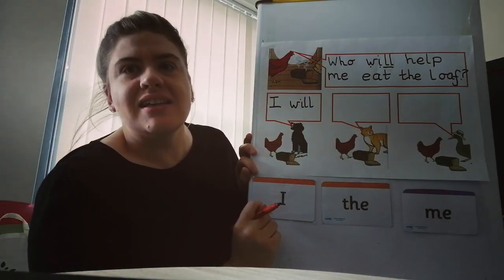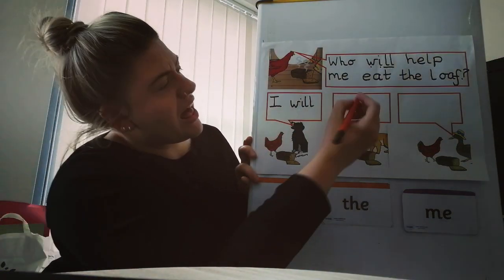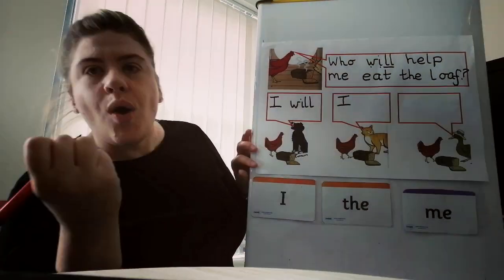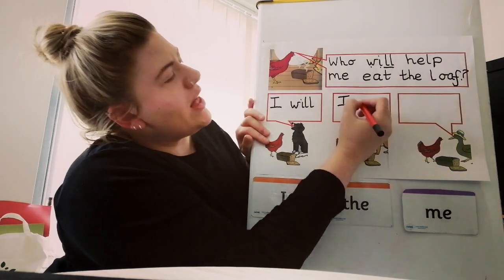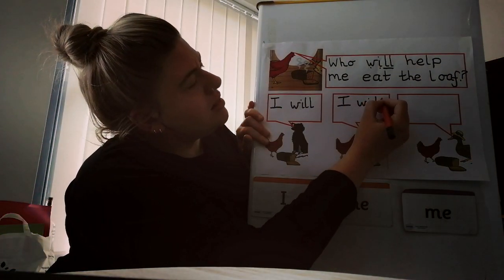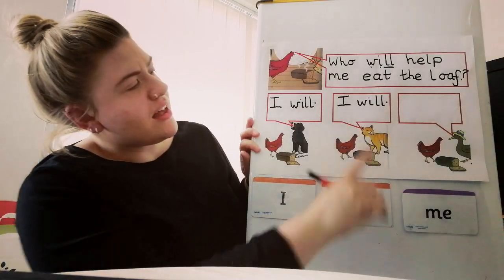And then the cat said, I will. So we're going to write the same again. Your tricky word I will. W-I-L, will. W-I-L. Your full stops. Okay.